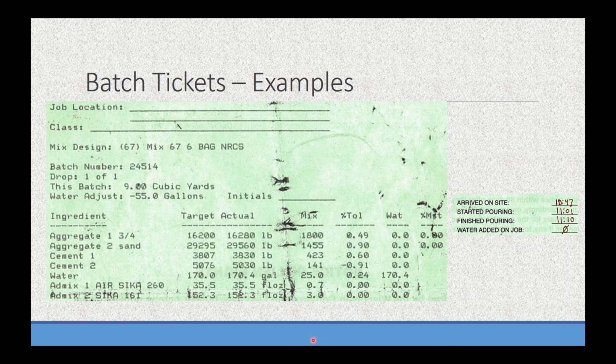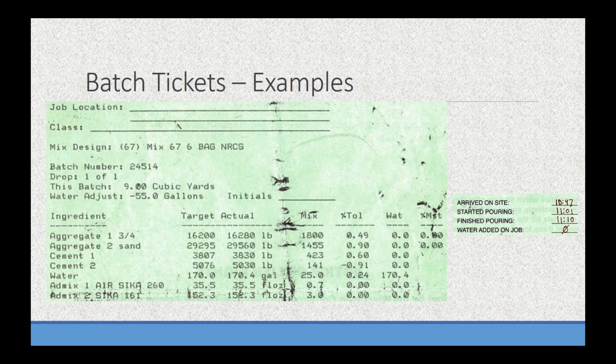The one reason I wanted to show this is this one's set up a little different in that the weights are cumulative for the aggregate and for the cement. So the aggregate, this coarse aggregate, is shown as 16,280 pounds. And the sand is listed as 29,560. That's not the total amount of sand that's in the mix. That's the coarse aggregate and the sand combined. So if you want to calculate the sand that's in the mix, you're going to have to subtract 16,280 from 29,560. And the same can be said for cement. So that was something that kind of threw me off with this batch ticket.